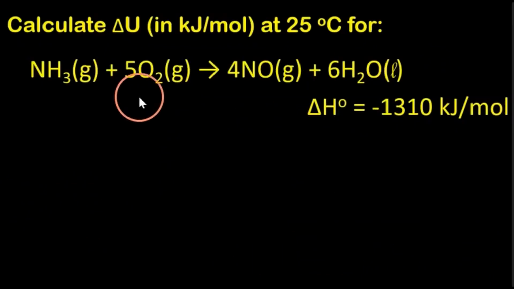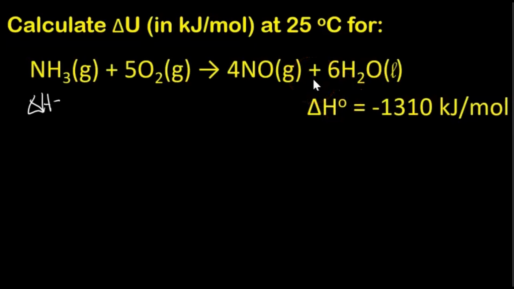Okay, here's our first exam problem. We want to calculate the change in internal energy in kilojoules per mole at 25 degrees Celsius for this chemical reaction, and this is the balanced chemical equation. And we're given the enthalpy change, or the reaction enthalpy of the reaction, is negative 1,310 kilojoules per mole. It's negative, which means it's exothermic, and this superscript 0 means that it's occurring under a standard state of 1 bar.